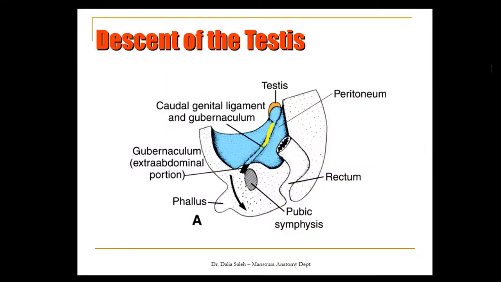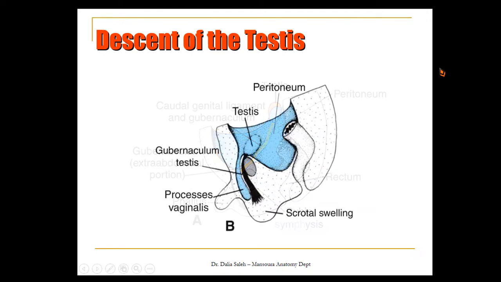In another picture, this is the peritoneal cavity, and the testis is formed behind the peritoneum. It's first a retroperitoneal structure, lying behind the peritoneum. This is the developing penis, and this is the future scrotum. This is the pubic bone or symphysis pubis. And this yellow line represents the gubernaculum testis.